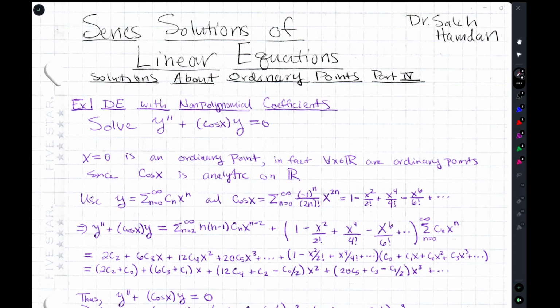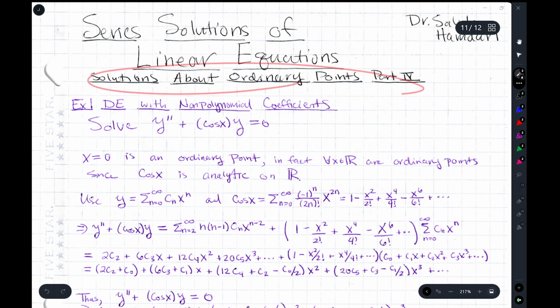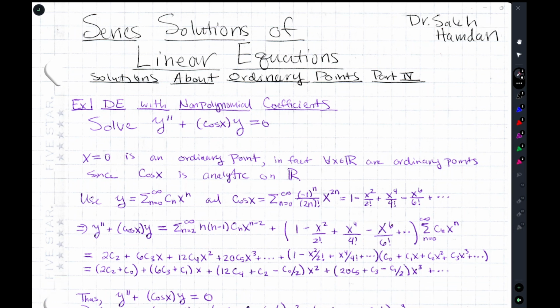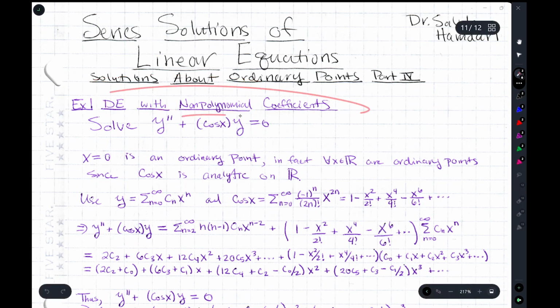All right, so we've taken a detailed look at solving second order linear equations that are homogeneous using power series, and we focused on solutions about ordinary points, and we've looked at different examples. We've gone through some of them very slowly, and now we're going a little bit faster. And for this next example, we're going to focus on one that has non-polynomial coefficients.